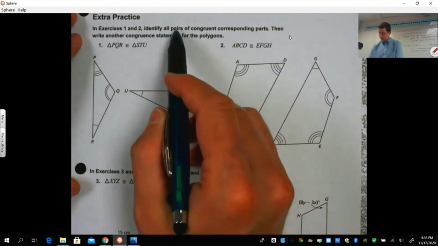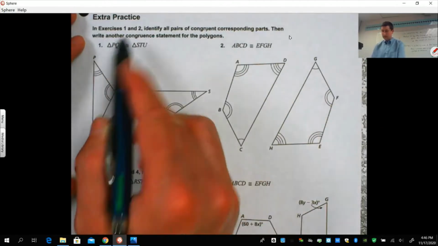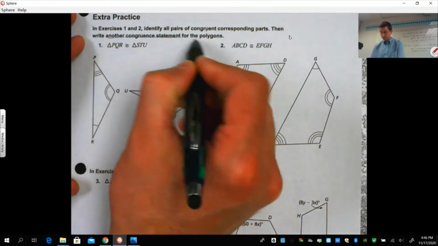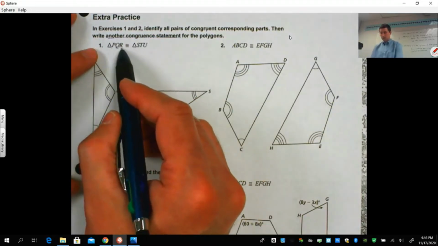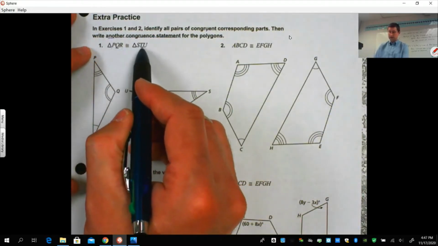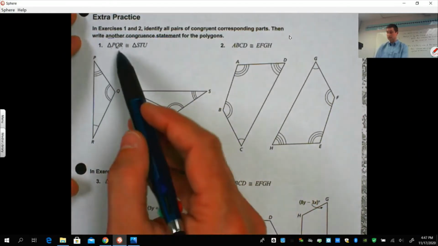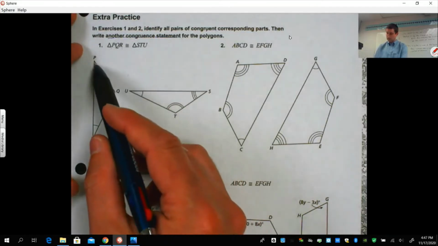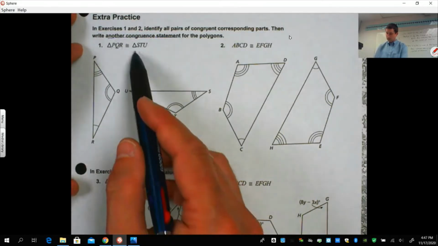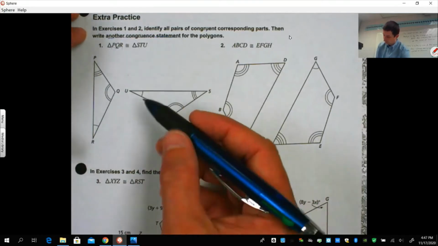Identify all pairs of congruent corresponding parts, then write another congruent statement for the polygons. They've said triangle PQR is congruent to triangle STU, and they've given us diagrams. You really don't need diagrams. You can take all your information from this statement right here as well. So we're going to write all our congruent parts.